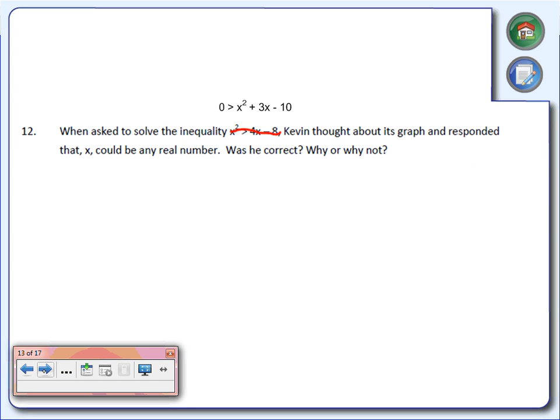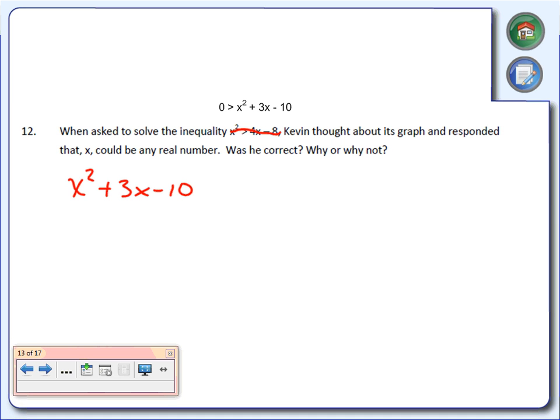Number 12, this is the one we changed. When asked to solve the inequality 0 is greater than x squared plus 3x minus 10, Kevin thought about its graph and responded that x could be any real number. Was he correct? Why or why not? All right, so we've got this inequality that we need to work with, and he's saying that it could be any real number. Is that true? Well, here's what we did when it came to inequalities.